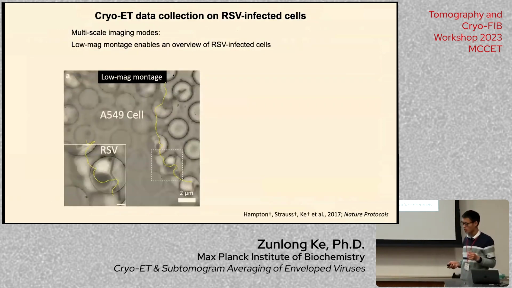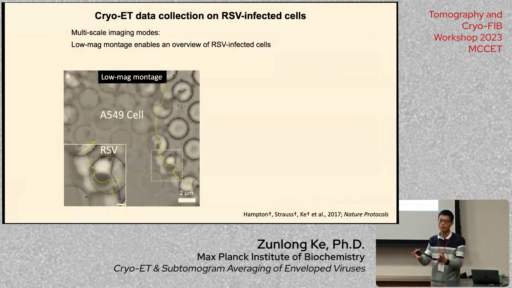So this slide is essentially to show you how we do data collection on a very complicated sample, instead of like apoferritin, I guess. Our target is that we want to understand where virus assembly happens. So we need to target them, find them, and collect data there. Anything else, I'm not interested.